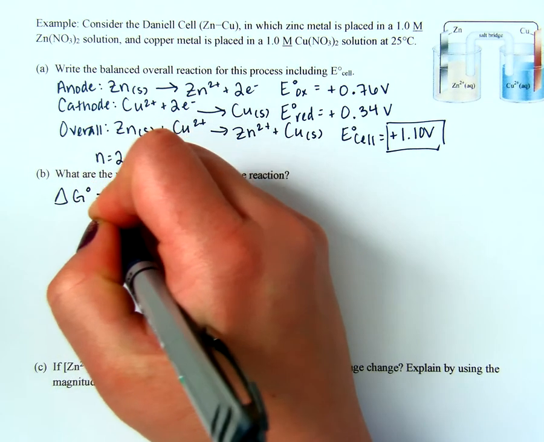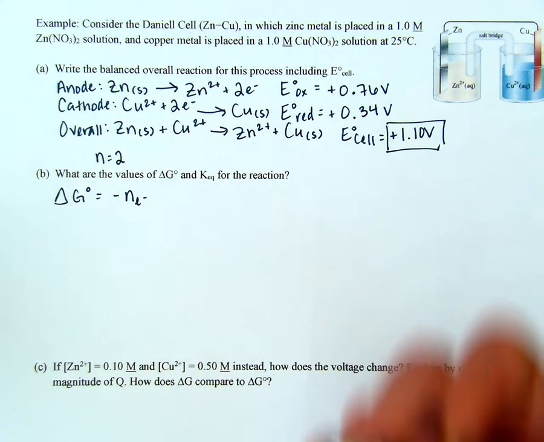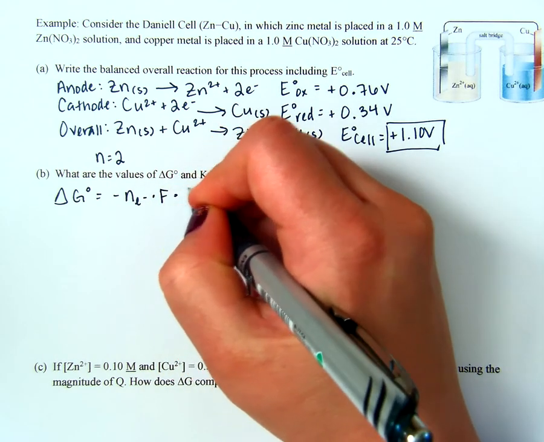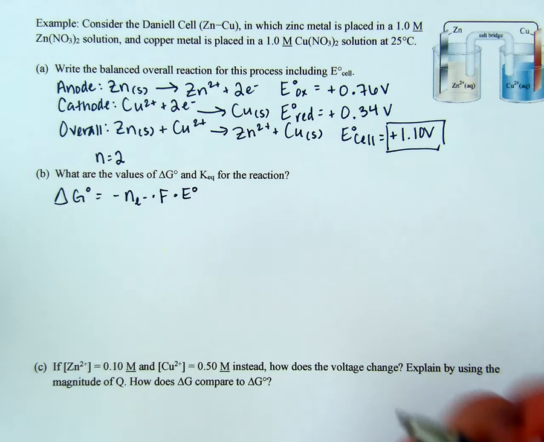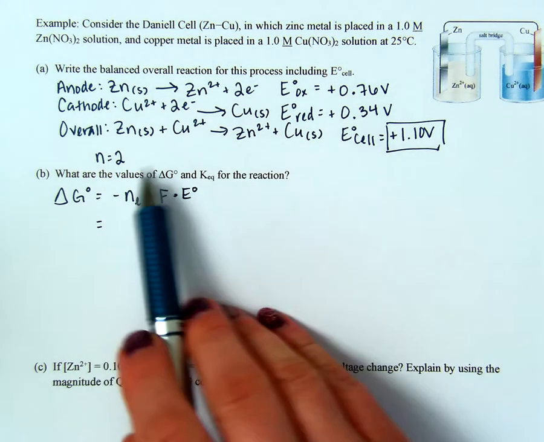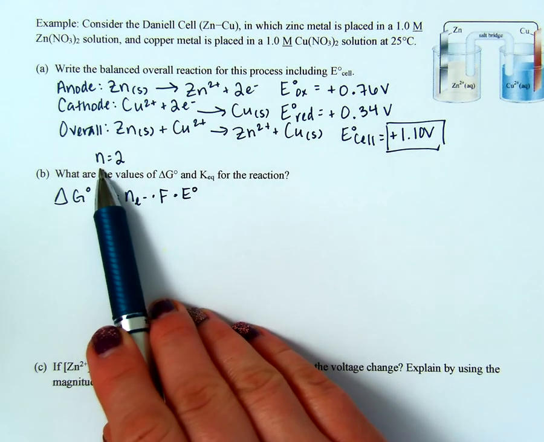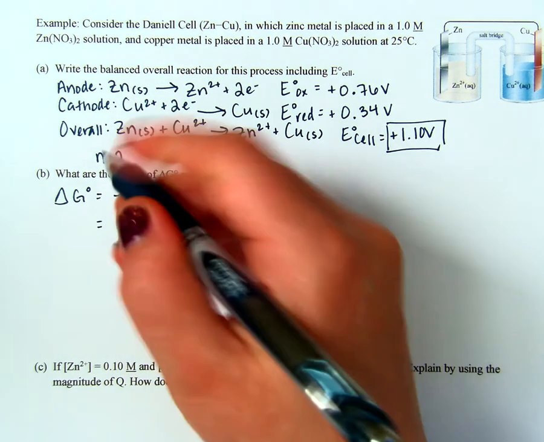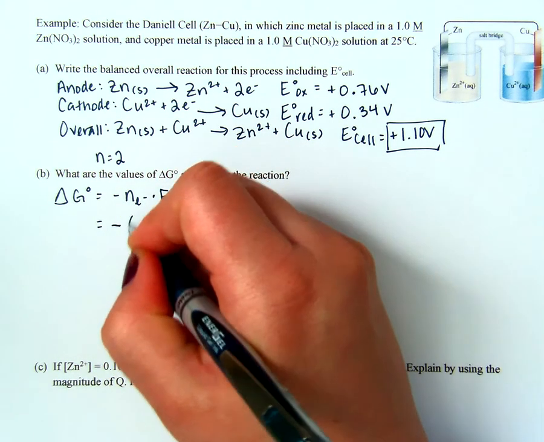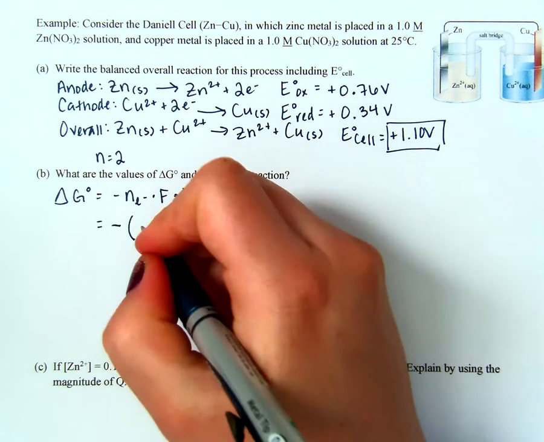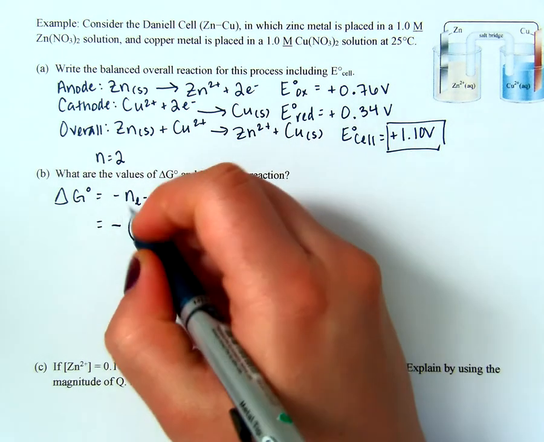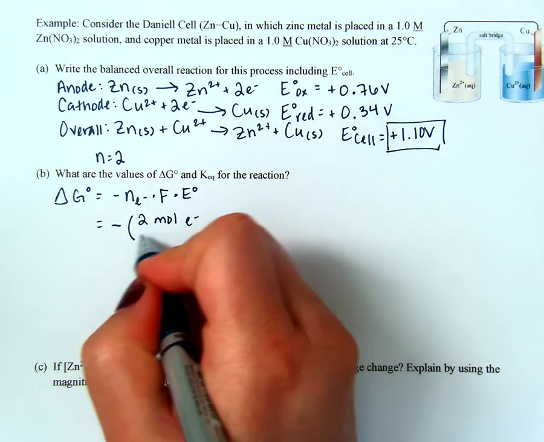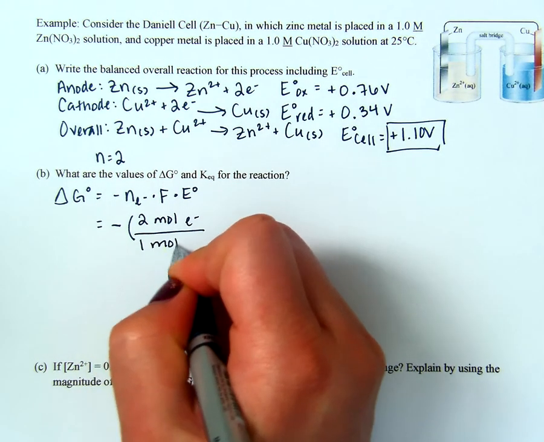So delta G naught equals negative n, the number of moles of electrons, times F times our cell potential. And plugging everything in, I already said my n is equal to 2. And so that's 2 moles of electrons that are transferred per this entire reaction. So I'm going to plug in my negative sign, don't forget that there. And then I'm going to use a lot of parentheses so I can keep everything separate, especially for canceling units here. So 2 moles of electrons for each 1 mole of my reaction.